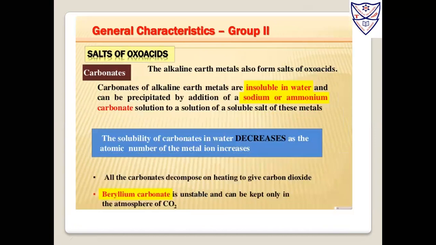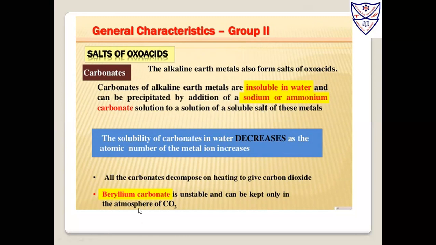Now there are some general characteristics of group 2 with the salts of oxoacids. This is a carbonate. The alkaline earth metals also form salts of oxoacids. Carbonates of alkaline earth metals are insoluble in water and can be precipitated by the addition of sodium or ammonium carbonate solution to a solution of a soluble salt of these metals. See here, the solubility of carbonate in water decreases as the atomic number of the metal ion increases. Understood? The solubility of the carbonate in water decreases as the atomic number of the metal increases.